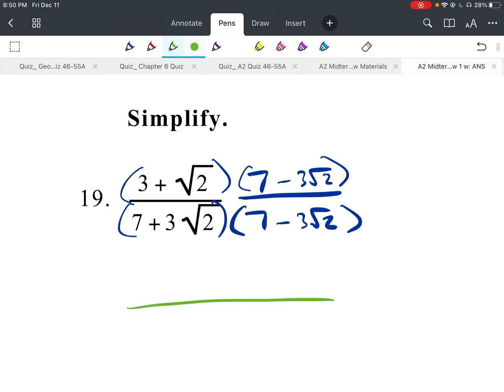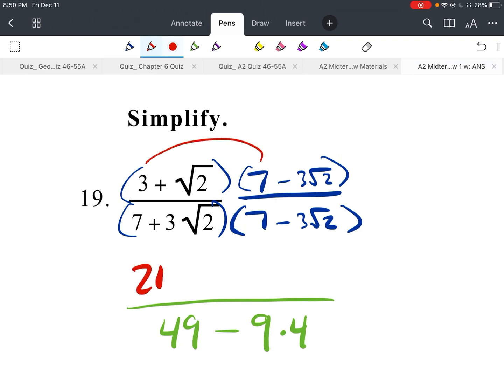This would be 7 times 7, 49. And then 3 times 3 is 9. So it's going to be minus, because one's negative, minus 9, and then rad 2 times rad 2 is just 2, so 9 times 2. Now up here, do FOIL. First times first, 21. Outer is going to be minus 9 rad 2. Inner is positive 7 rad 2. And last is rad 2 times rad 2, which is just 2. Did I screw that up down there? Rad 2 times rad 2 should have been just 2.